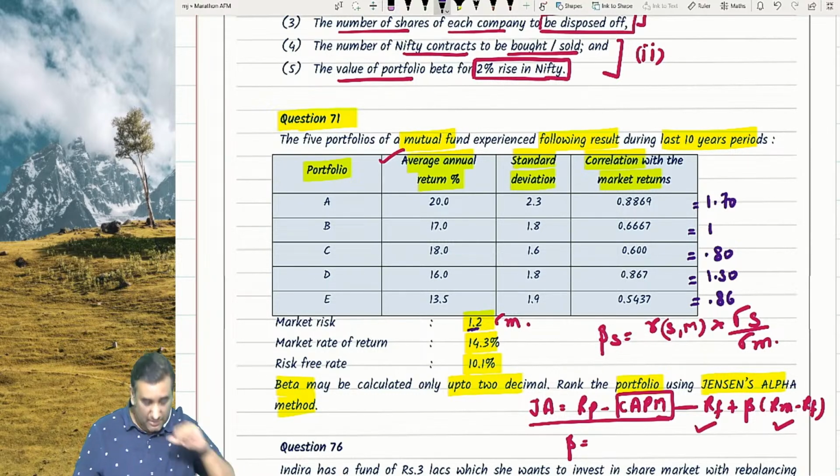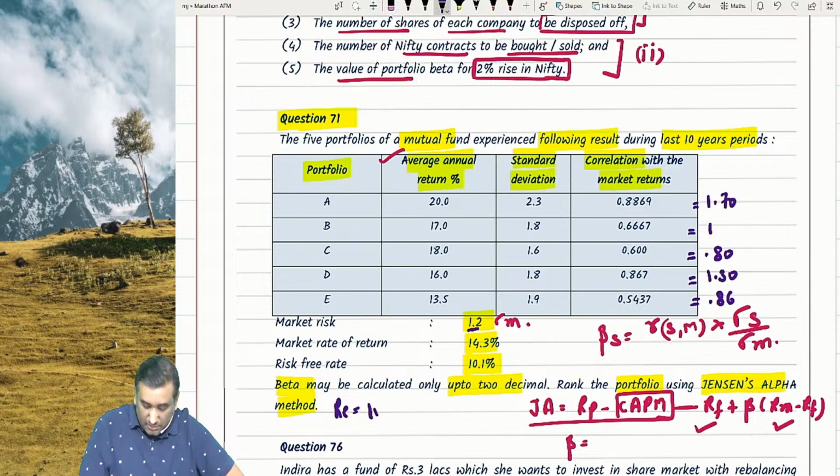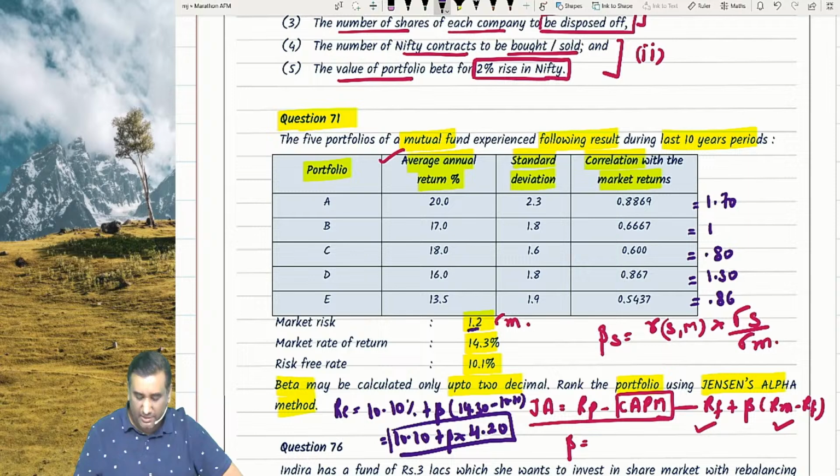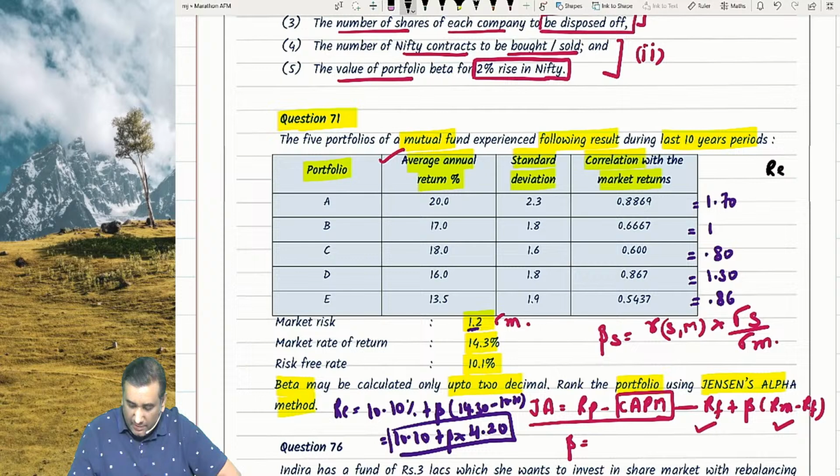Now once you have calculated that, let's find the KPM equation first. KPM equation would be RE. RF is 10.1. Market is 14, minus 10.1, plus beta into 4 point. Now if you get this equation, keep putting beta. If you put 1.1 beta, you will get RE. If you put 1.7 beta, you will get RE 17.2. Just keep putting. This is your KPM equation.